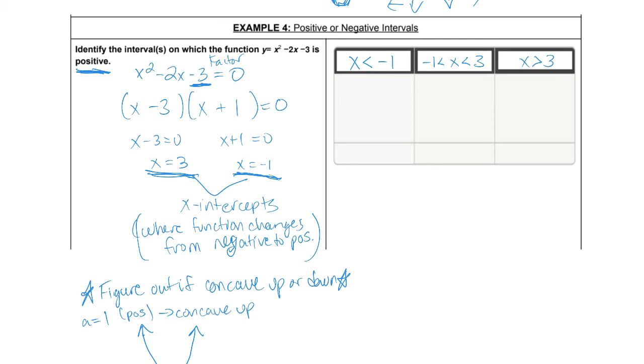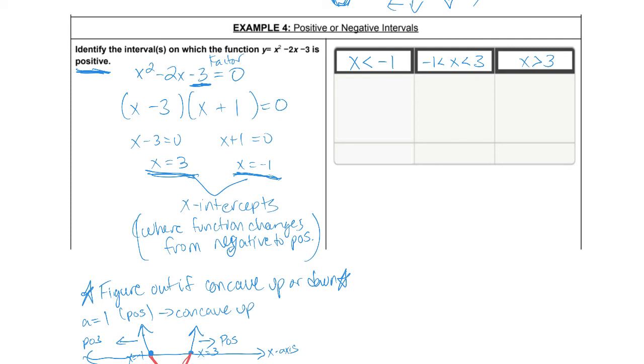Now, here are our x-intercepts. So this is x equals negative 1, x equals 3. And right here is our x-axis. So anywhere greater than 3, it's going to be positive. Anything less than -1, it's going to be positive. And then anything between, it's going to be below that x-axis, or negative.